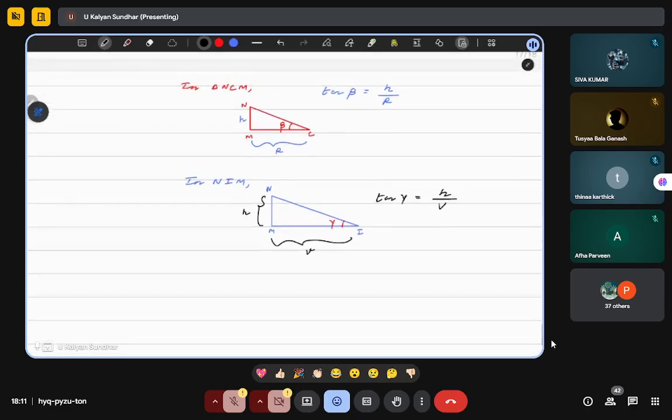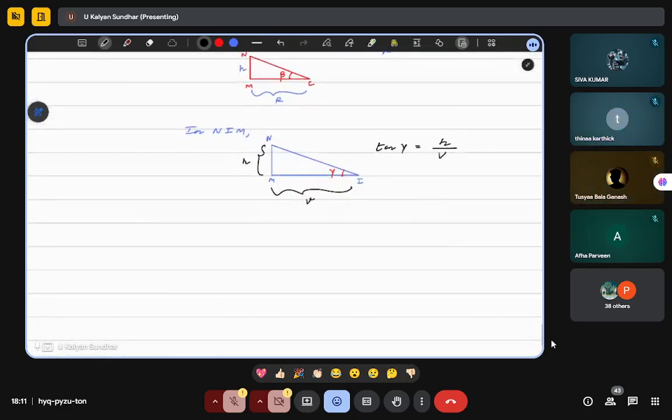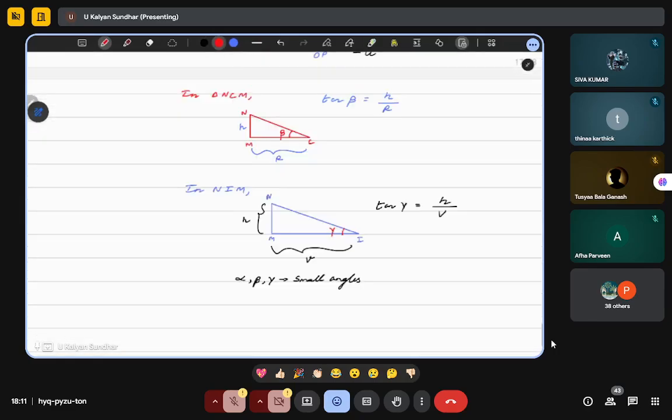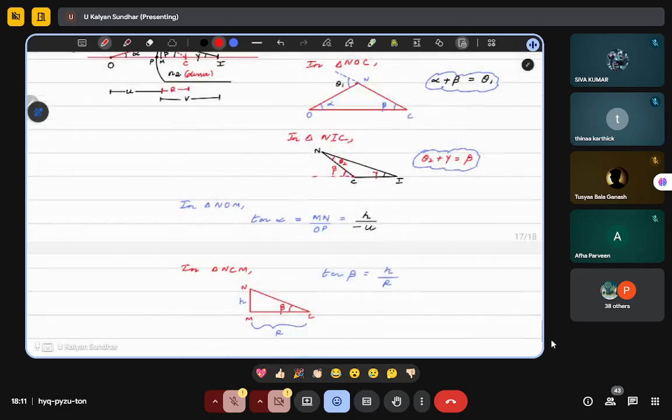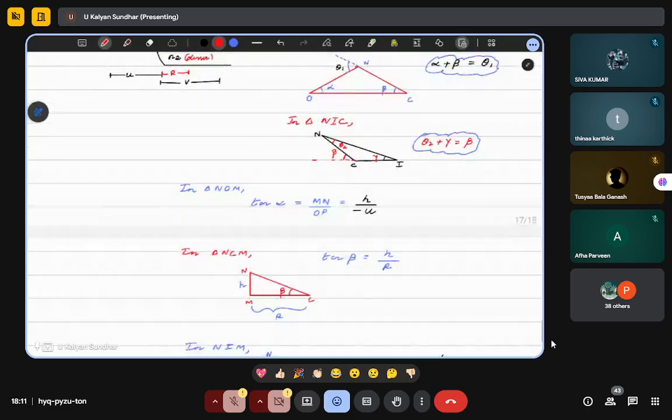Now alpha is found. Beta and all the angles are smaller angles, so we'll be taking it as alpha, beta and gamma. Since alpha, beta and gamma are small angles, what are the equations you are getting? Alpha plus beta is equal to theta 1, and theta 2 plus gamma is equal to beta value.